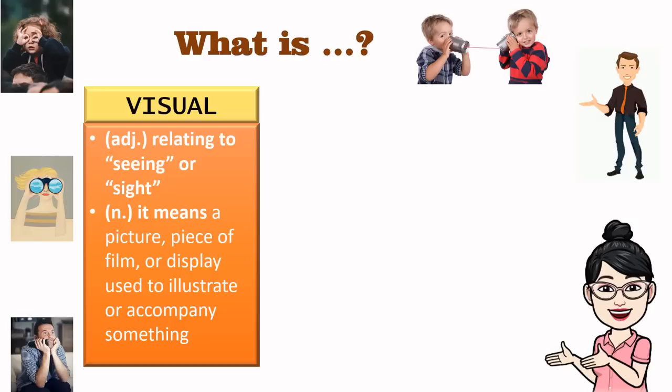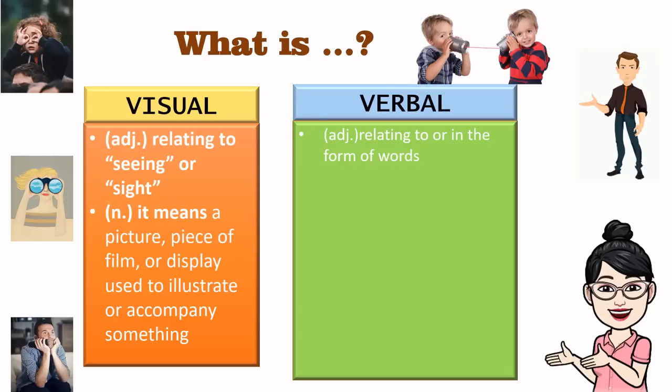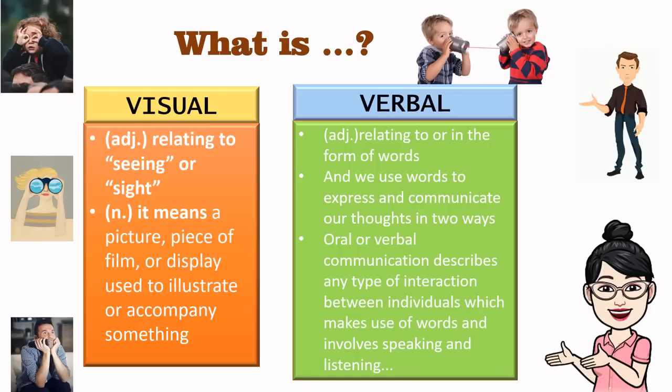What about verbal? As an adjective, verbal means relating to or in the form of words. And we use words to express and communicate our thoughts in two ways: oral and written communication. Oral or verbal communication describes any type of interaction between individuals which makes use of words and involves speaking and listening.